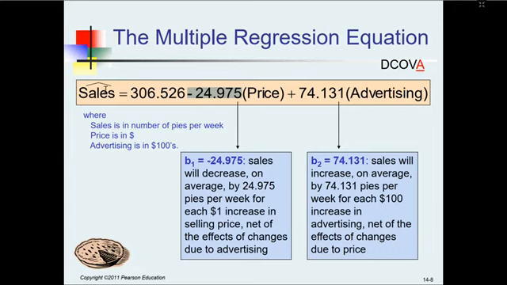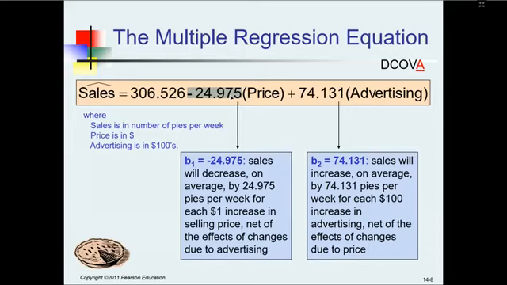Why decrease? Because of this negative, it means price and sales are inversely related. So in what way are they related? This is the interpretation. When price is increased by 1 unit, the corresponding decrease in sales will be 24.975. That's the interpretation.